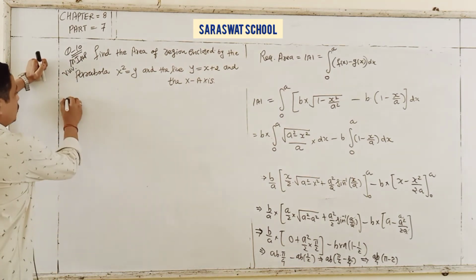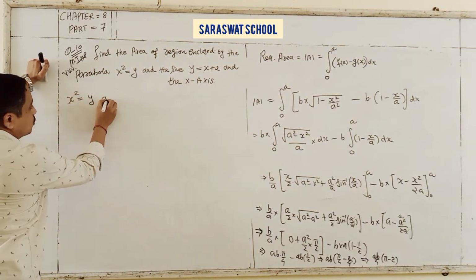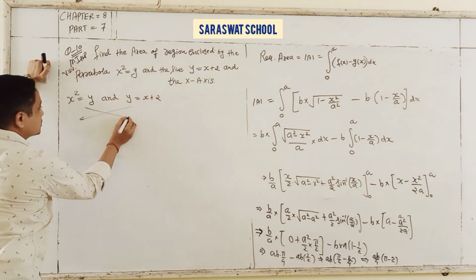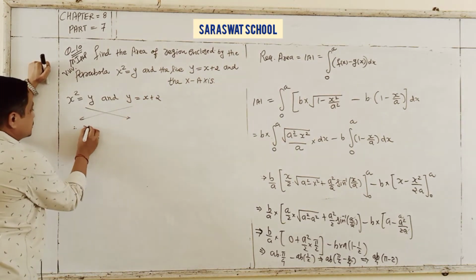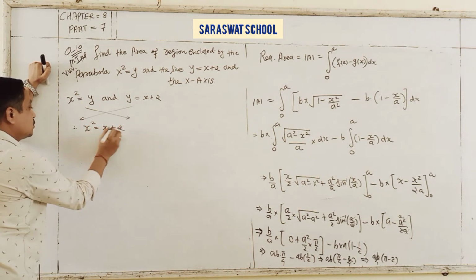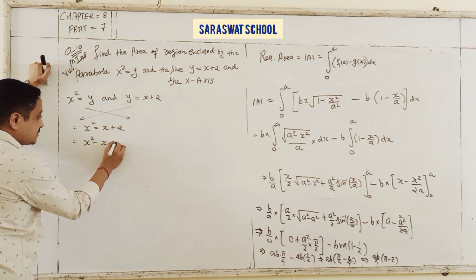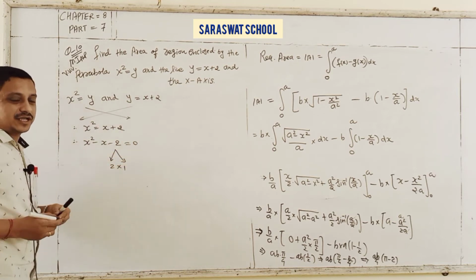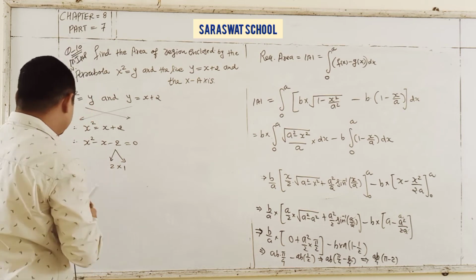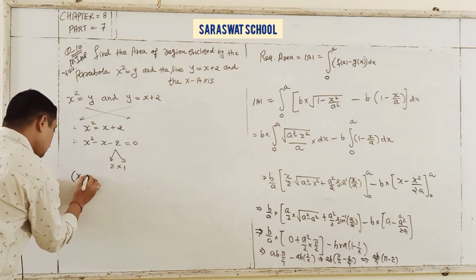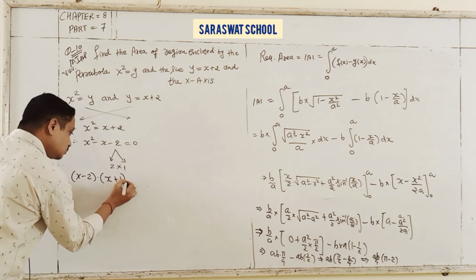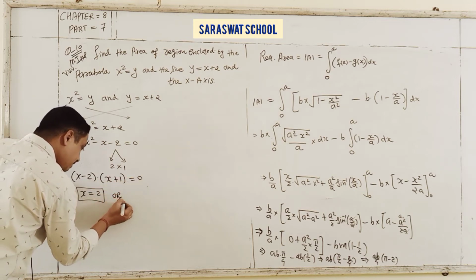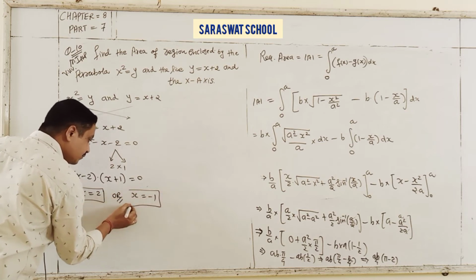First of all, I make the common points. For both, we just take the equality. So x square is equal to x plus 2. x square minus x minus 2 is equal to 0. Make this splitting into two factors, so x minus 2 and x plus 1. We get x is equal to 2 or x is equal to minus 1.